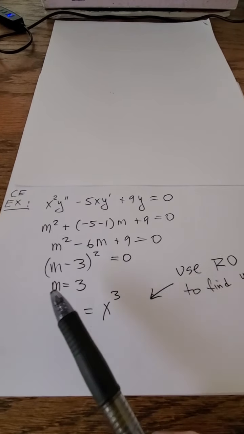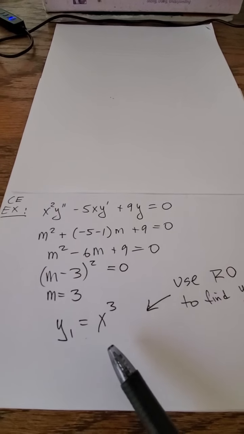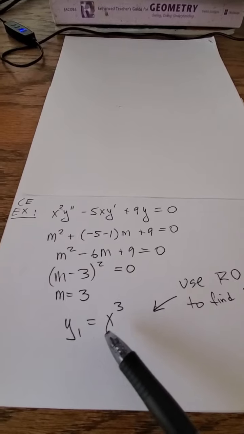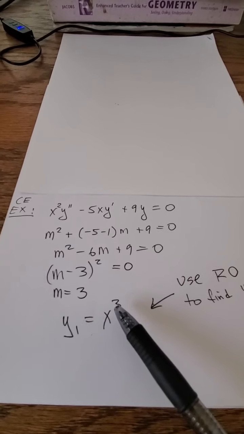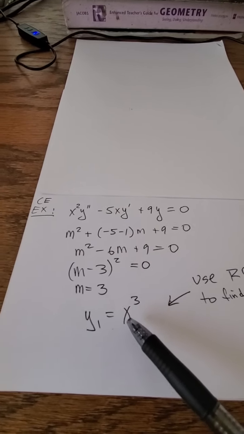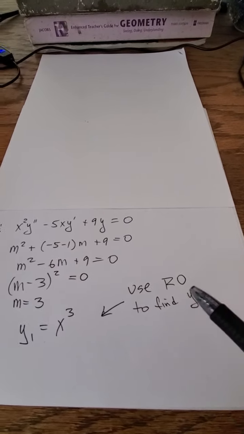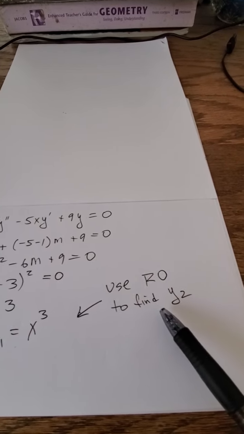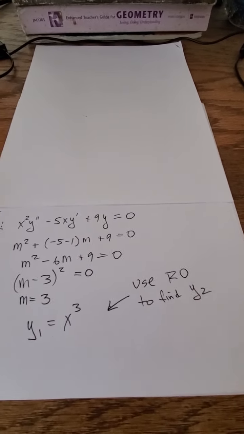And that means m is equal to 3, so y1 is equal to x to the m. And of course, we're going to put a k1 x to the m and all that, x to the third, because m equals 3. But how do I find y2? Well, we're going to use reduction of order to find y2. Once we have a y1, we're going to use reduction of order to find y2, and let's see how we do it.